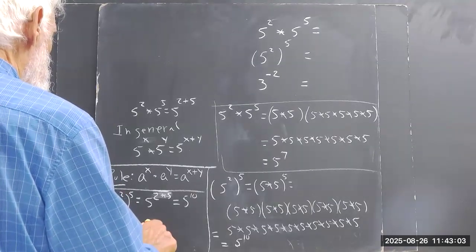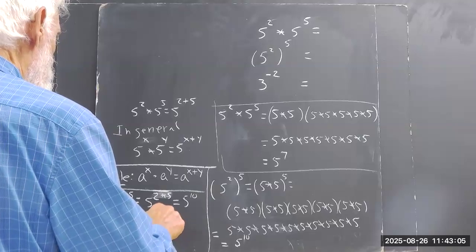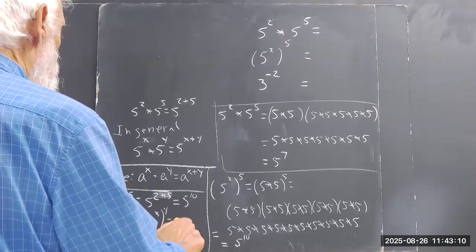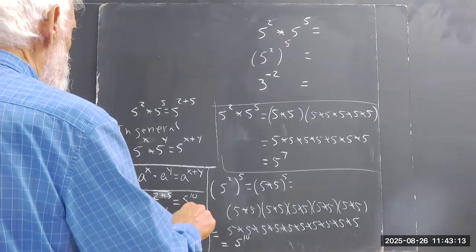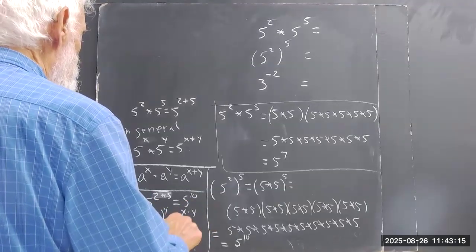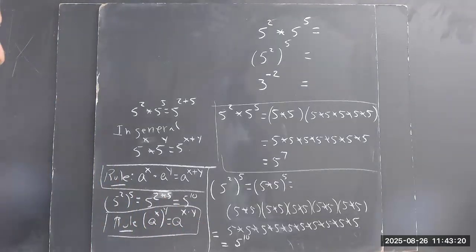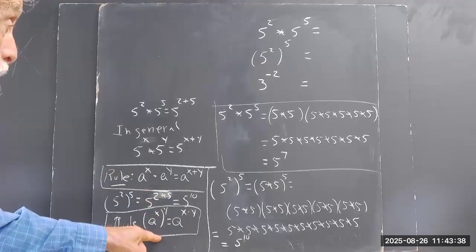So your rule is a to the x to the y is a to the x times y. Don't just try to memorize the rule and hope you remember it. Understand why the rule is what it is and be able to figure it out every time you use it, because these two rules can be very confusing. This looks a whole lot like this.